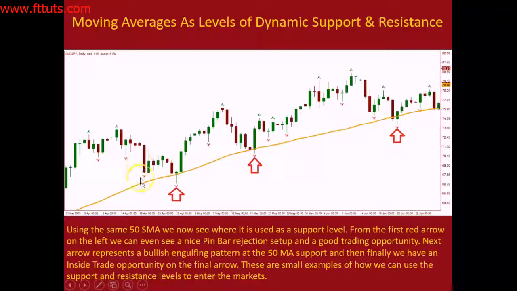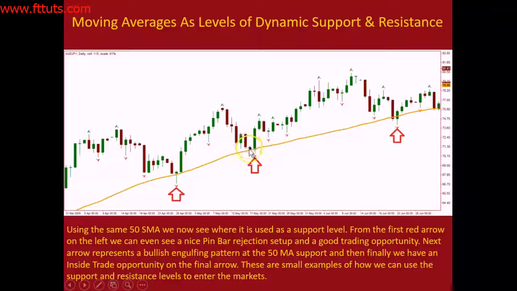All right, so you found your support level at the 50 SMA, then you found your entry based off of your candlestick analysis, which in this case was a rejection of the 50 SMA, and then a trade to the upside. The next arrow represents a bullish engulfing pattern. You can see a big bullish engulfing pattern.